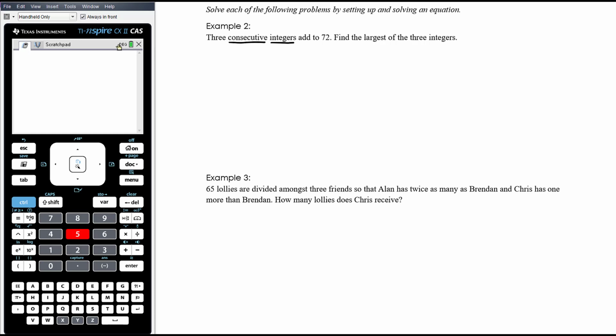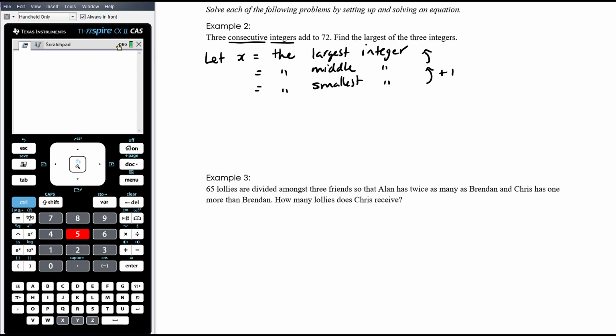Okay, so we need to introduce a variable. We want to find the largest of the 3 integers. So maybe we let x equal the largest integer. I'd probably let x be something different, but let's start with this. Okay, so then what we want to think about is, what's the second largest integer, or what's the middle integer? And how can we express the smallest integer? Okay, remember they have to be consecutive, which means plus 1 plus 1. So that therefore means minus 1 minus 1. So the middle integer will be the largest integer, take away 1. And then the smallest integer will be the largest integer, take away 2.